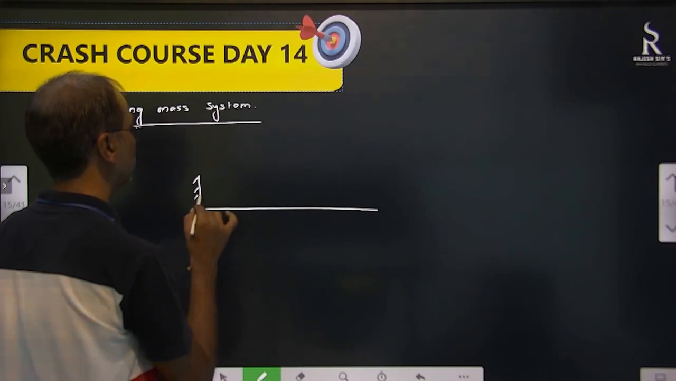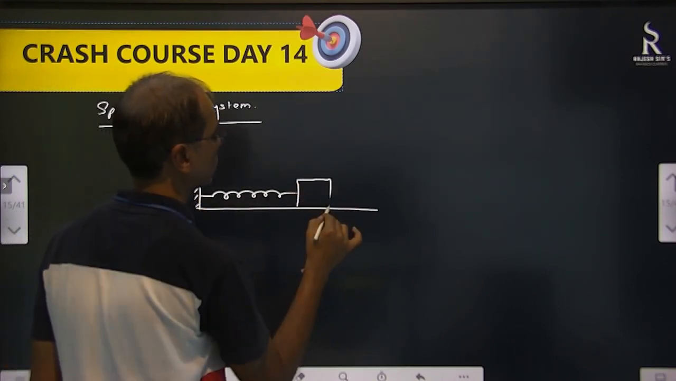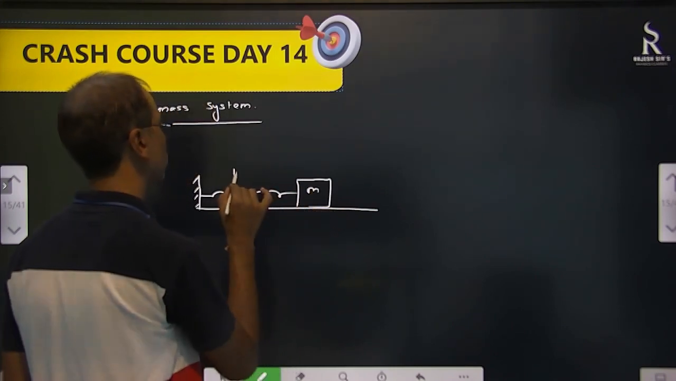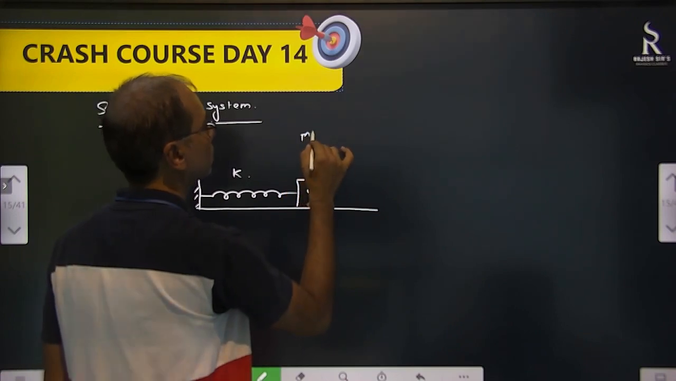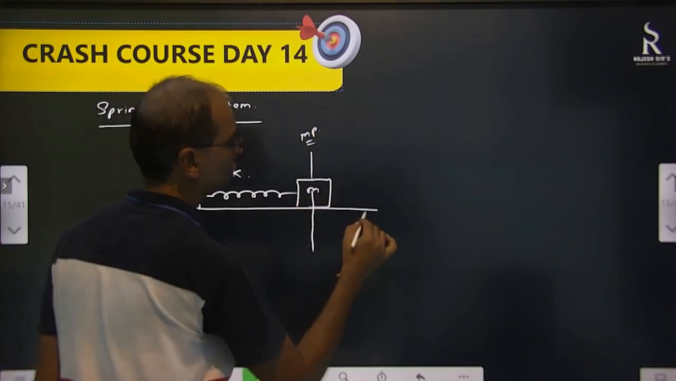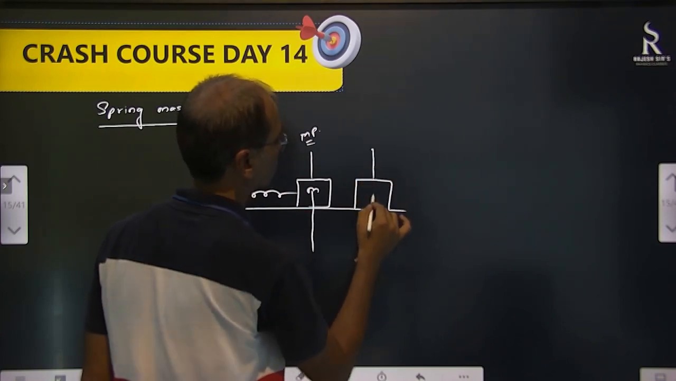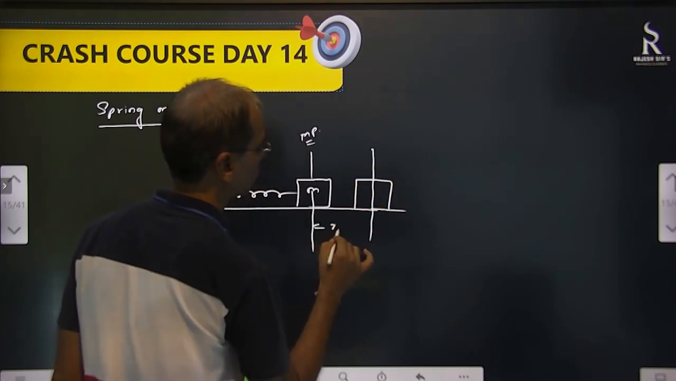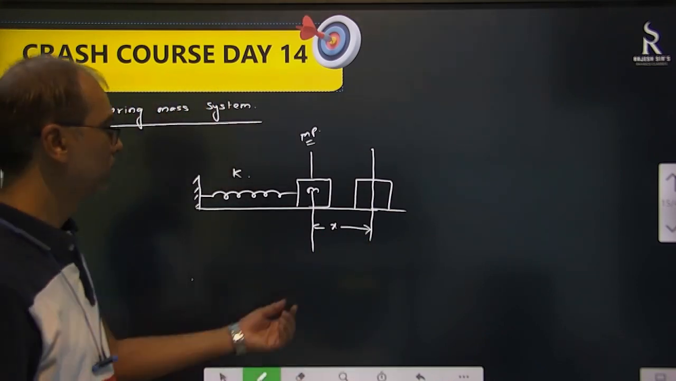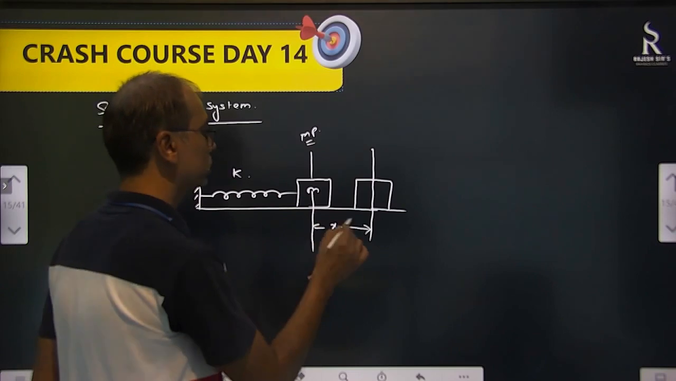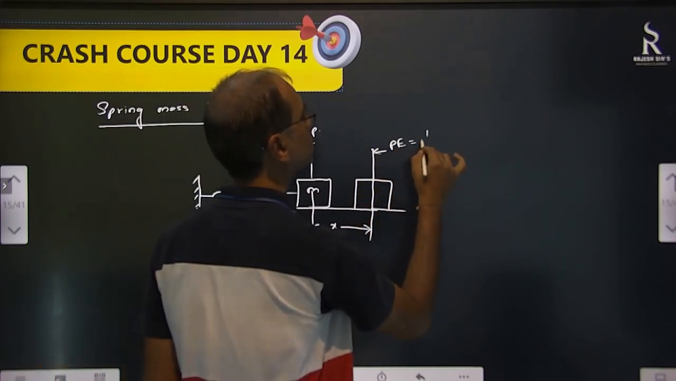This is a spring, and here is one mass, with spring constant k. Now suppose that this is the unstretched position, that is the mean position. We are going to stretch the spring. We are bringing this mass here. This is x. Now, when we stretch it by x at this position, what is its potential energy? We will say half kx square.